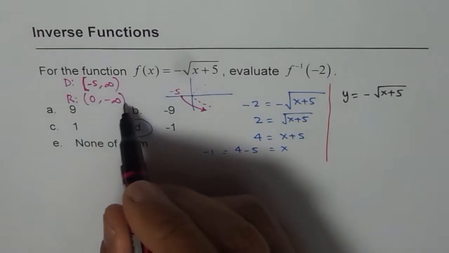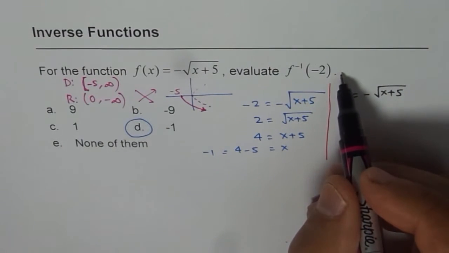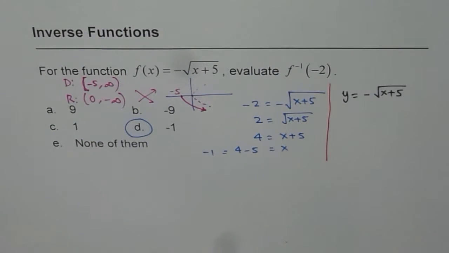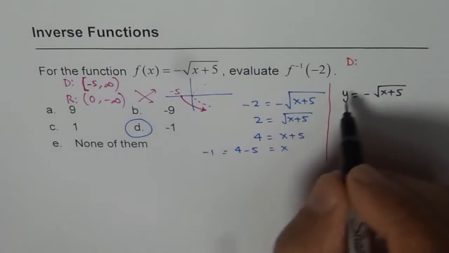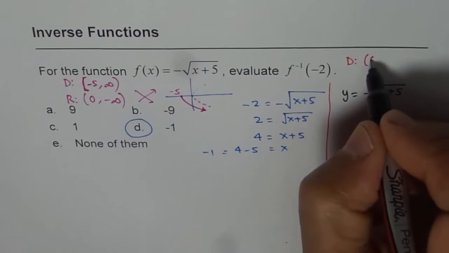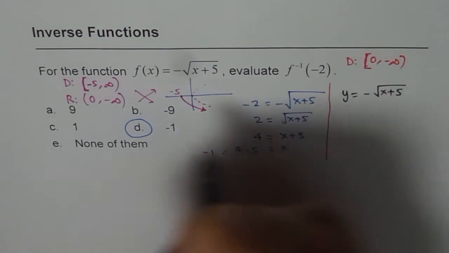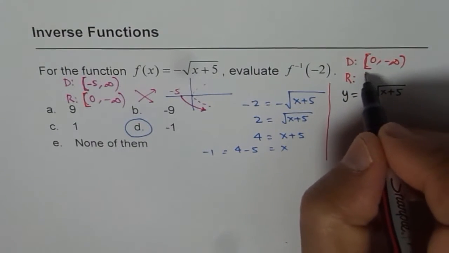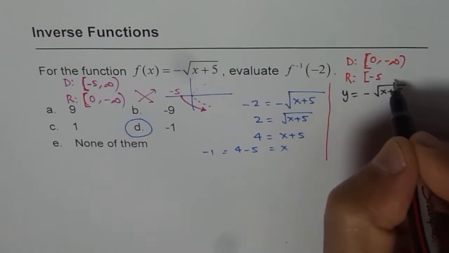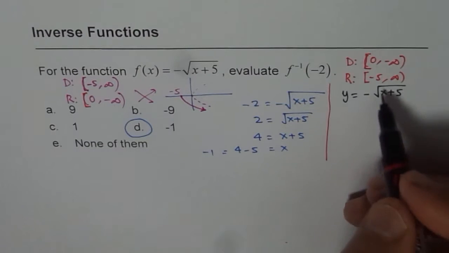For the inverse, it is going to switch, correct? So we are looking for a domain here, which is, let me write in a different ink. The domain for the inverse function is going to be from 0 to minus infinity, right? 0 will be included. And the range for this function is from minus 5 to infinity. So that is the domain and range for this function.